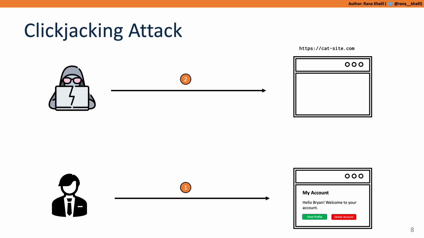Now, to conduct the attack, what the attacker first has to do is register a malicious domain, and in this case, the attacker chooses the domain catsite.com and uses an iframe element to frame the banking application and display it on his website. Now, the attacker is logged into his own account, and so you could see over here, it's loading the page of the attacker.